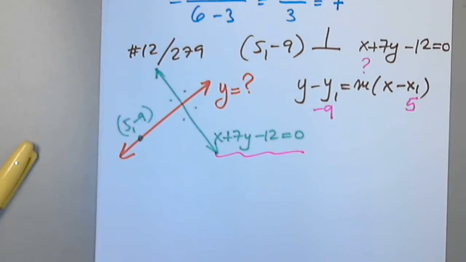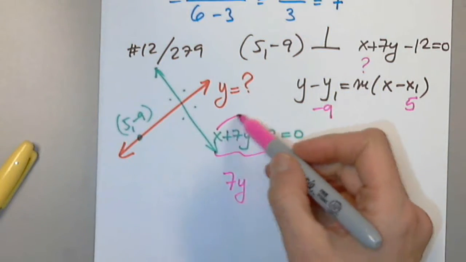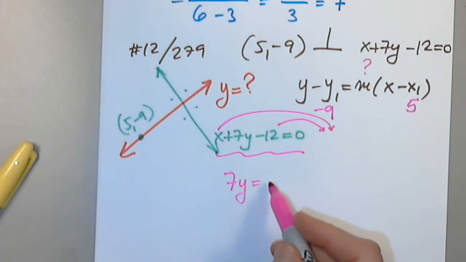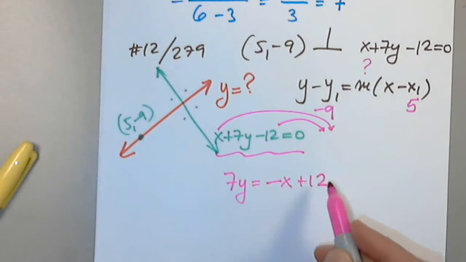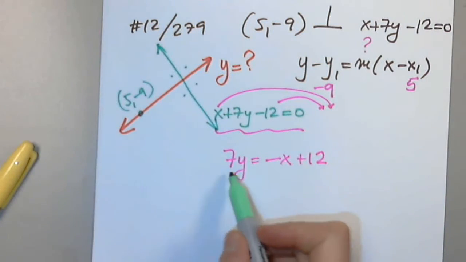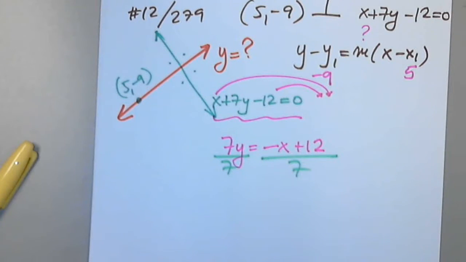How do I do it? I write 7y. X goes to the other side. -12 goes to the other side. And what do I write? So I write -x plus 12. Very good. Now, please do not write this. I'm going to write it again. I know we have to divide by 7. Do not write this. This is not useful.